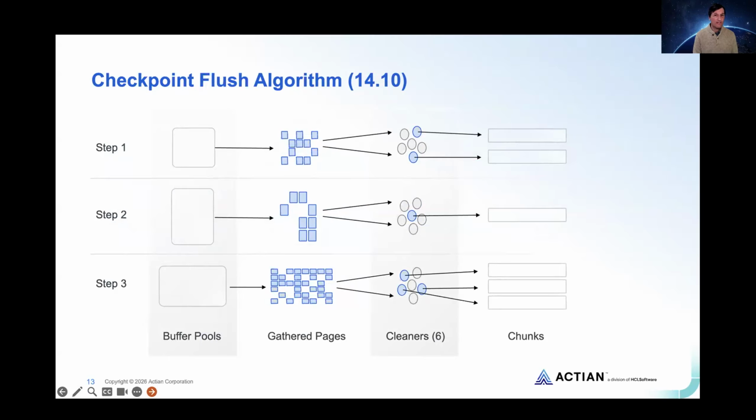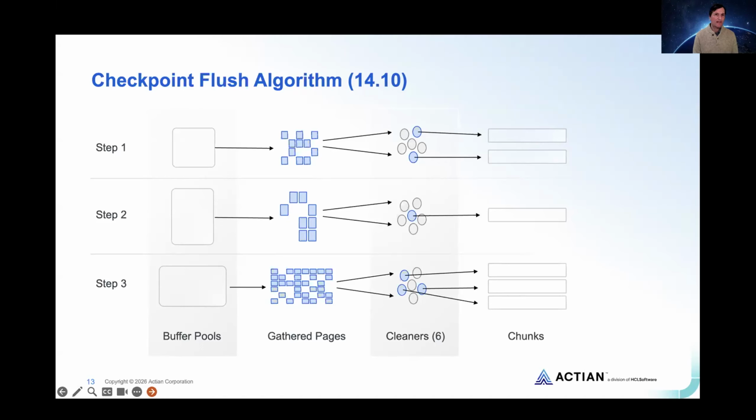So let's look at the 14.10 algorithm here. Step 1, we go to buffer pool A. We gather all the dirty pages and sort them according to physical address. And then we pass them off to the cleaner threads. Let's say you have 6 cleaner threads configured, but there are only 2 chunks that use this particular page size. During this part of the flush, only 2 of your cleaner threads will be engaged. The others will be sitting idle.